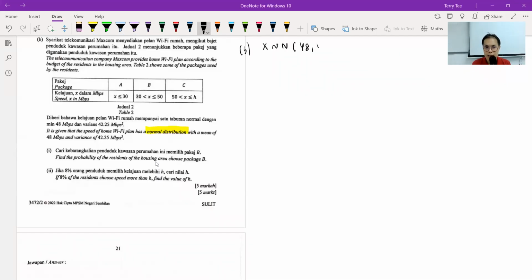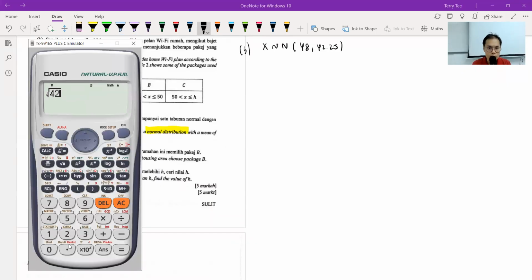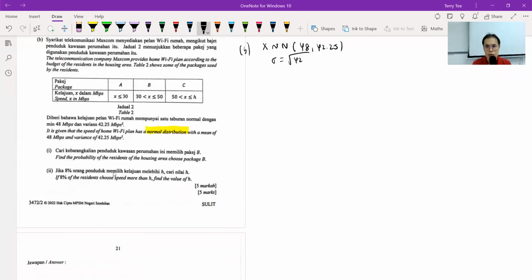Mean is 48, variance is 42.25. We have to find out what your standard deviation is first. Let's square root 42.25. You should get 6.5. My standard deviation is the square root of 42.25, 6.5. So the first part, find the probability that a resident chooses package B. To choose package B, the speed must be between 30 and 50.